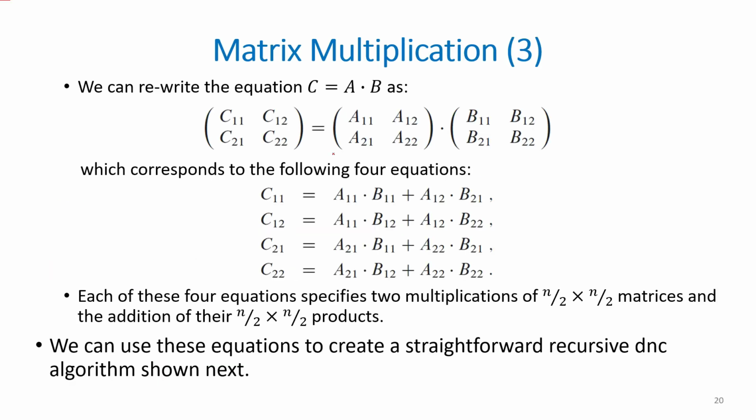Therefore, we can write the matrices in the product form as such, where each submatrix is actually the sum of the product of each row and column. For example, C11 is equal to A11 times B11 plus A12 times B21. And this is the same for the other three submatrices. Therefore, the calculation of each submatrix includes two products and one summation. Now we will use these equations to come up with a recursive formula for this algorithm.